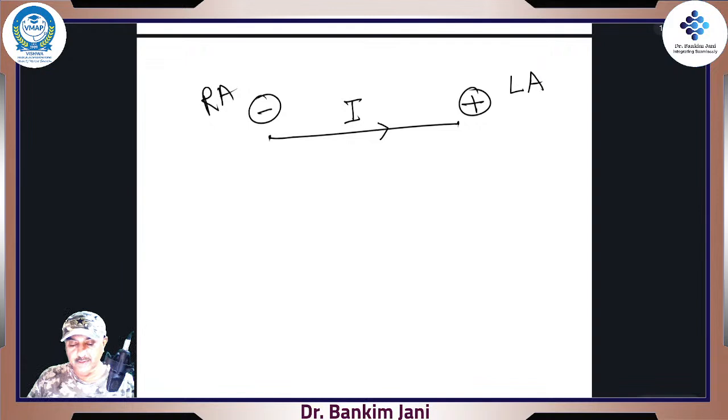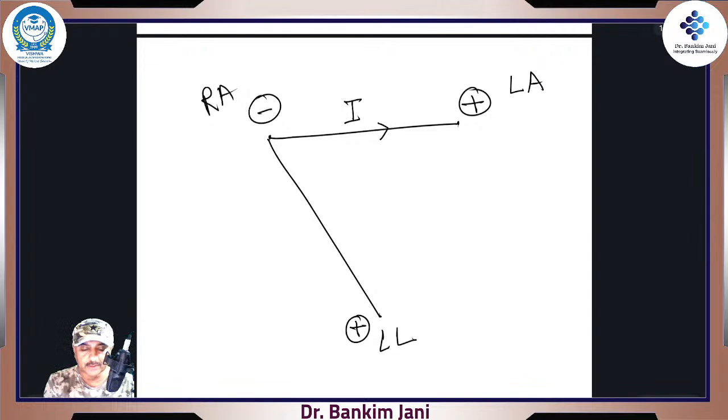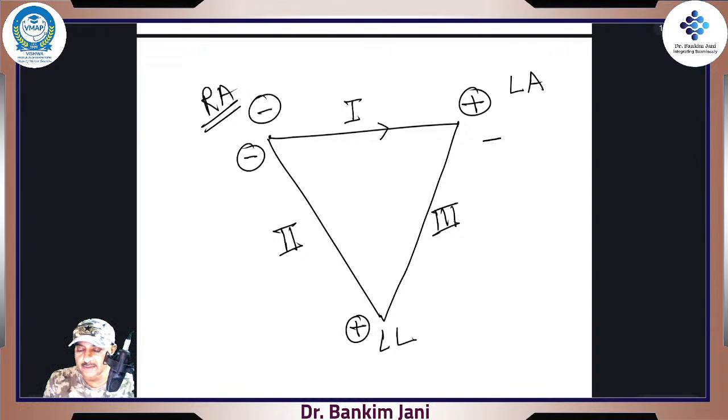This is lead 1. When it comes to lead 2, between right arm and left leg, this one is positive, this one is negative. Take it this way, right arm is always negative and left leg is always positive. So the one we draw would be called lead 2. And this one is lead 3. This is negative, this one is positive. So we now have 3 leads.